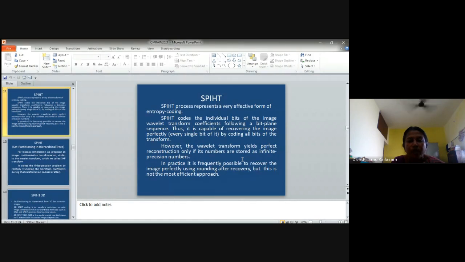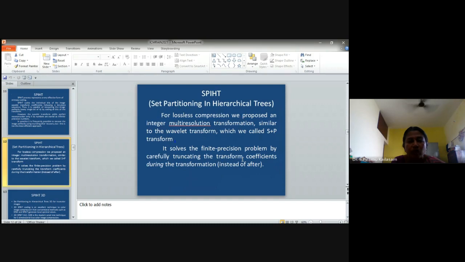SPIHT is a very efficient algorithm in image compression. SPIHT codes the individual bits of the image wavelet transform coefficients following a bit plane sequence. Thus, it is capable of recovering the image perfectly by coding all bits of the transform. However, the wavelet transform yields perfect reconstruction only if its numbers are stored as infinite precision numbers. SPIHT stands for set partitioning in hierarchical trees. For lossless compression, we proposed an integer multi-resolution transformation similar to the wavelet transform, which we called the S plus P transform. It solves the finite precision problem by carefully truncating the transform coefficients during the transformation.